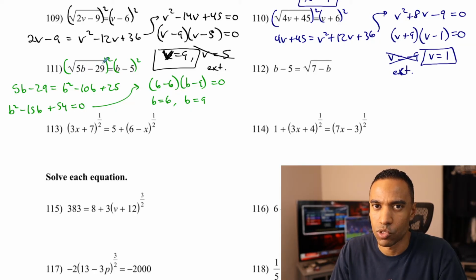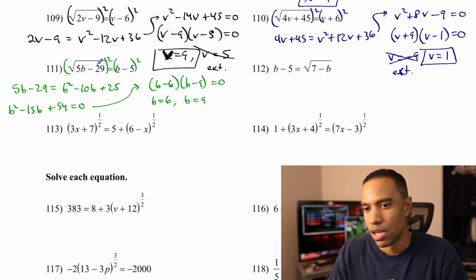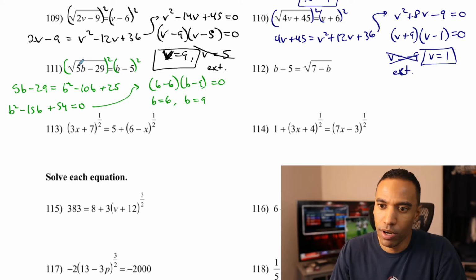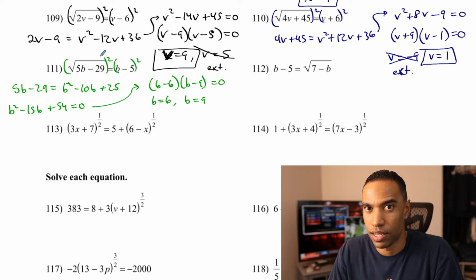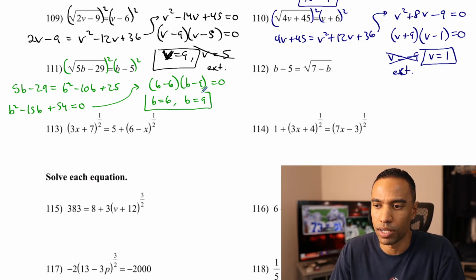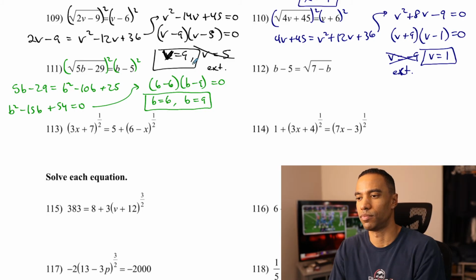30 minus 29 is 1, square root of that is 1, and 6 minus 5 is 1. That works. 9: 45 minus 29 is 16. Square root of that is 4. 9 minus 5 is 4. Both work. Neither is extraneous. We're good to go.